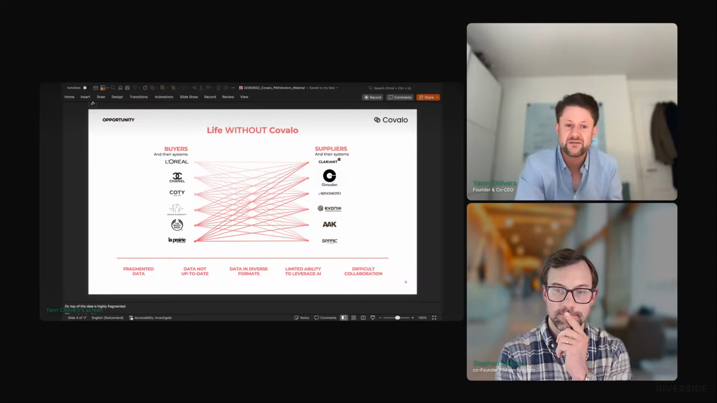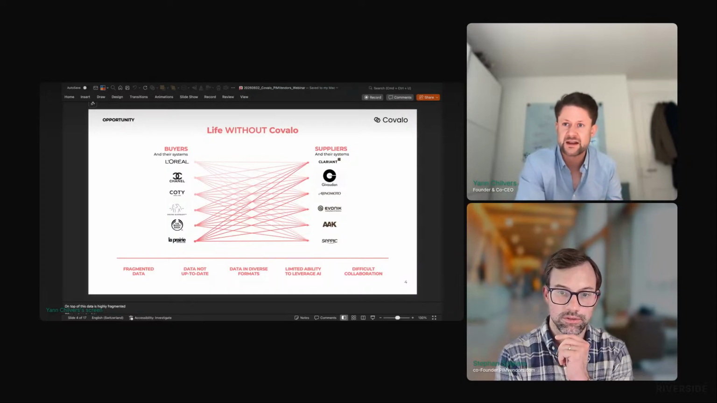Data is fragmented in different formats, often not up to date. And that completely limits and hinders the adoption of AI, but also in general the ability for these companies to collaborate and innovate together.